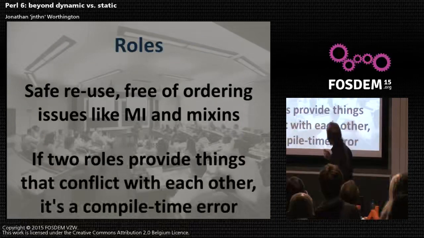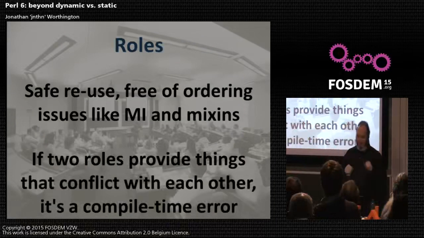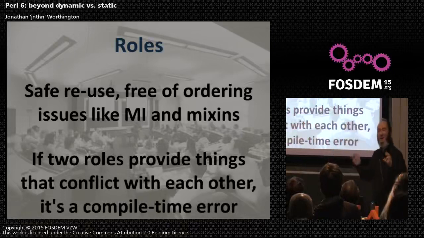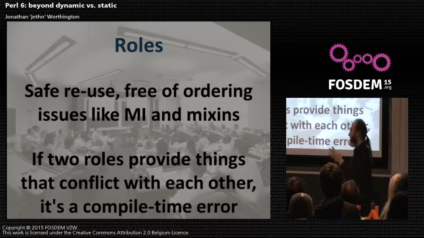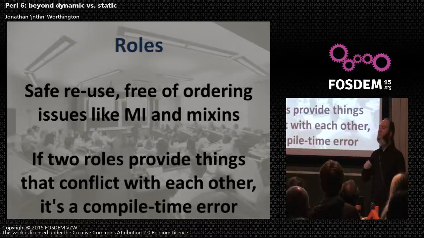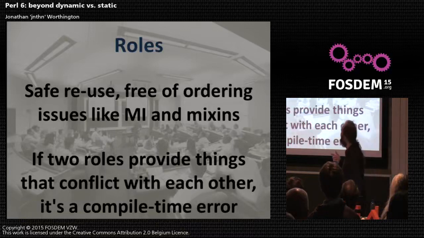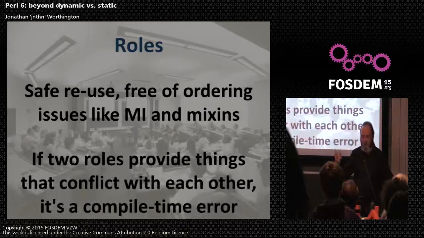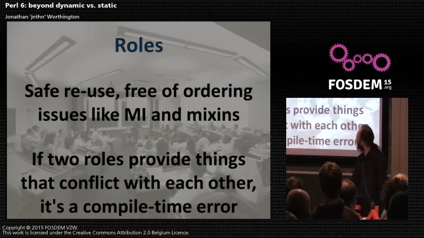So if you get 2 roles, and they're going to provide something to the class that is in conflict, when do we actually compose the roles? Well, we compose them when we hit the closing curly brace of your class declaration. That's the actual composition point. So as soon as we hit that point, we say, okay, let's compose the roles into the class. And then, if anything's wrong, it's an error.